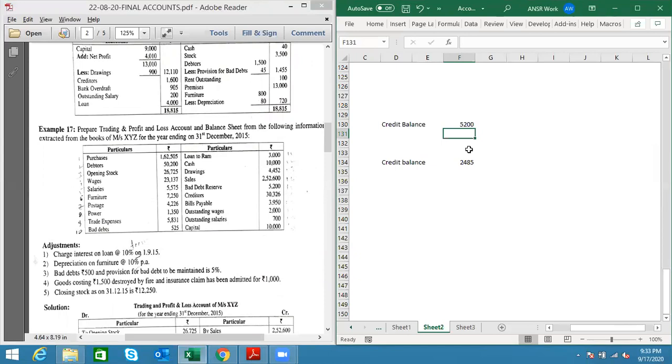Now, in order to pass an entry, we have to determine what other aspects we should record it with, because an entry will always have two accounts in it. One account, definitely this account. So now I'm putting in the account name. This is nothing but the provision or reserve for bad debt account. We know that the reserve for bad debt has reduced from 5,200 to 2,485. What is the other aspect that it affects? If we are going to reduce it, I will convert it to provision.